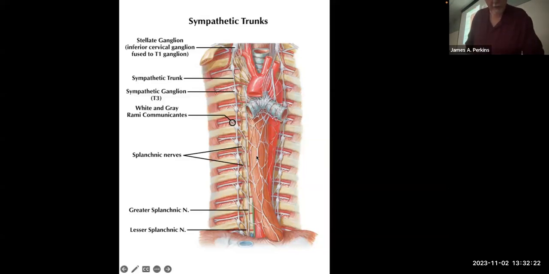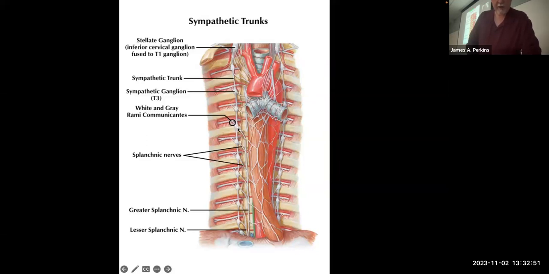Now, splanchnic nerves. Brianna was asking, what do these things look like? So not every sympathetic ganglion has a splanchnic nerve. They actually start around, I believe, at T5. And everything from T5 down to T12, as well as L1 and L2, will have splanchnic nerves. They're little branches that leave the sympathetic ganglia at kind of a diagonal angle here.